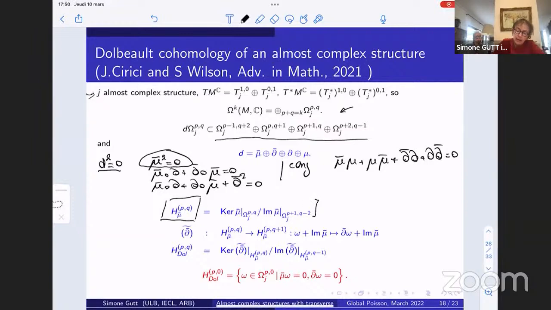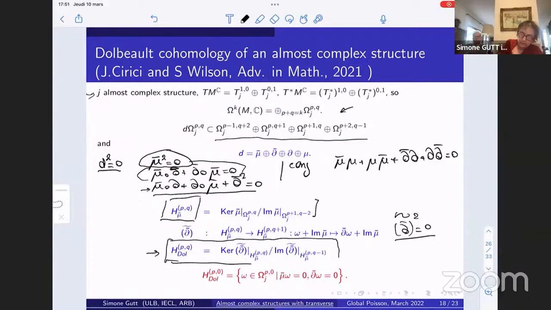And on this space, the map del bar induces a del bar tilde, and this is because mu bar anti-commutes with del bar. So you can map the equivalence class of a PQ form omega to the equivalence class of del bar of omega. And now, because of this last equation, del bar square on the kernel of mu bar has its image in the image of mu bar, which means that del bar tilde square is equal to zero, and you can look at the cohomology of this del bar tilde. So these are the Dolbeault cohomology spaces introduced in that paper.